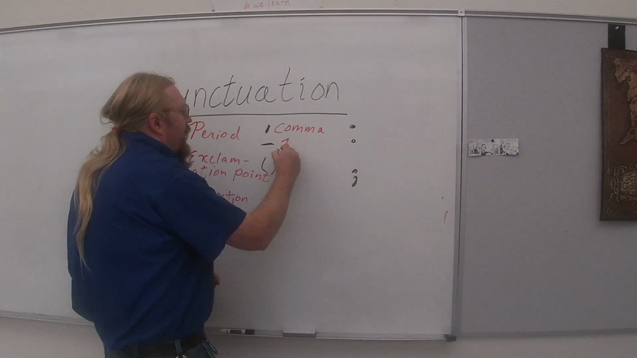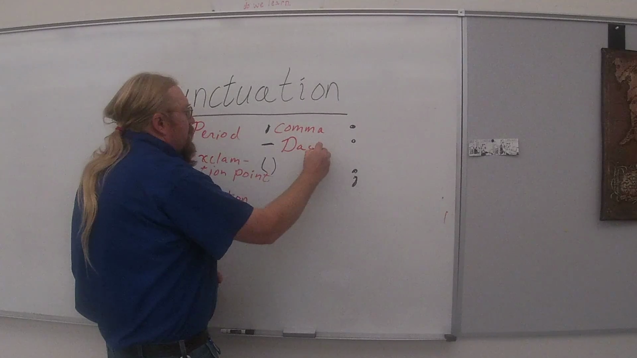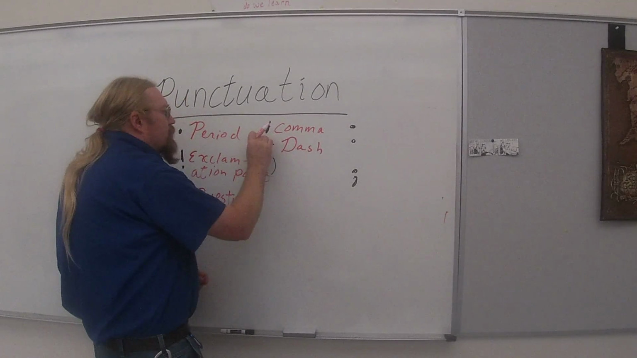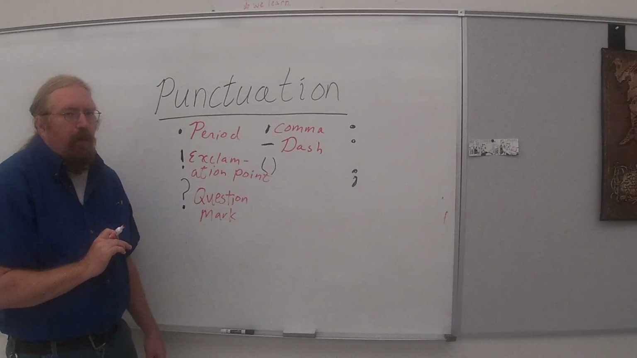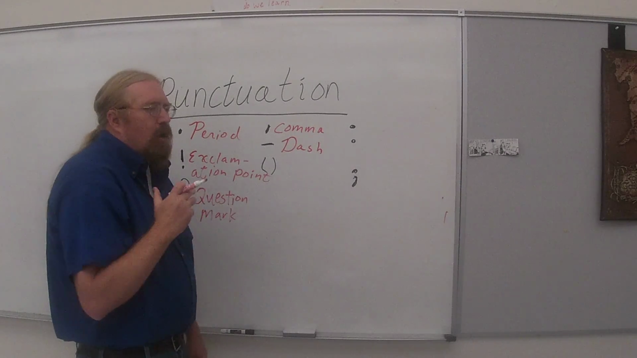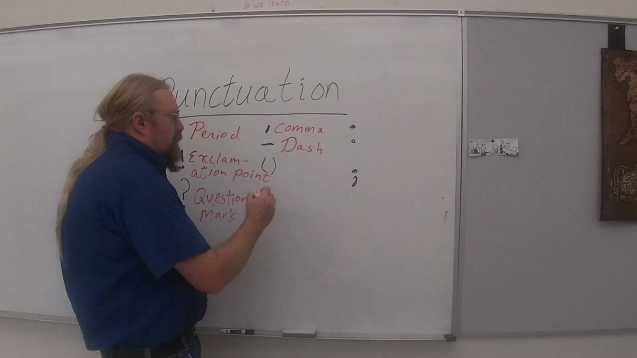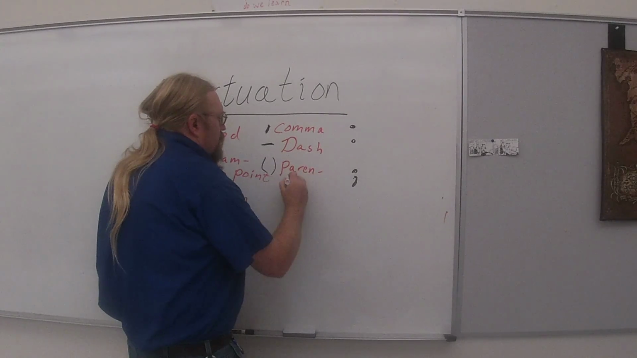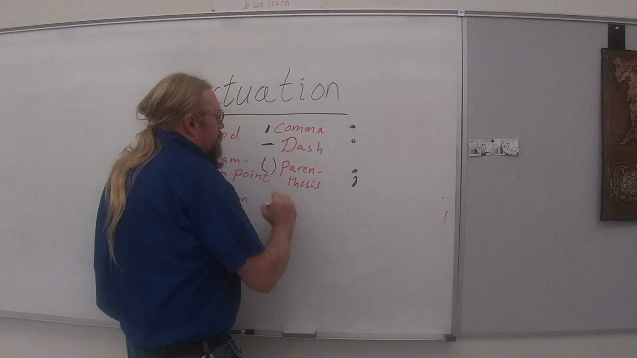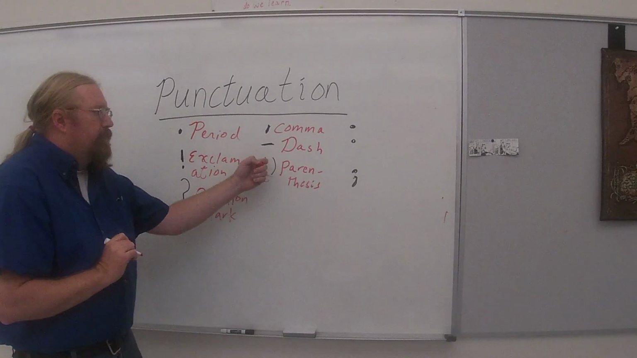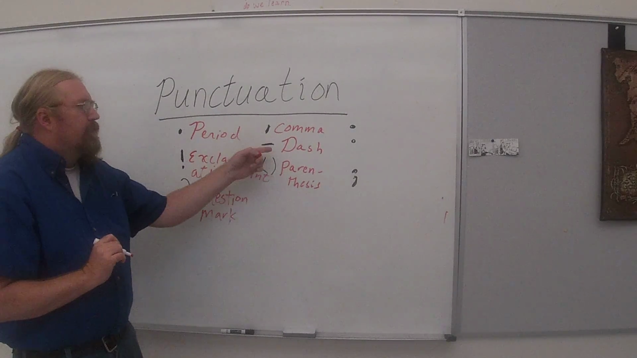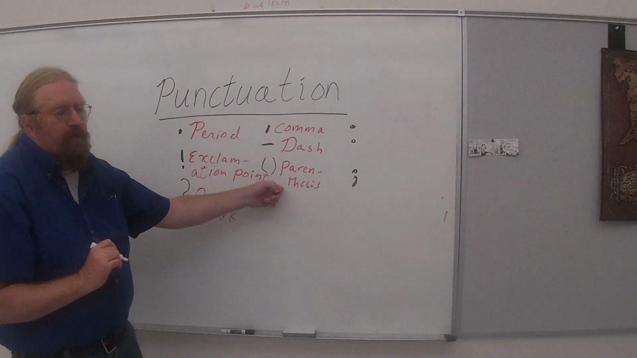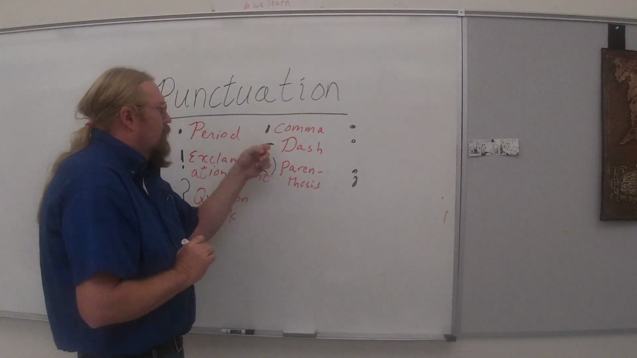The next one would be a dash. It can be used following most of the same rules as a comma, but the point of a dash is it's a much harder break in the sentence. The last one of the breaks is a parentheses, okay? Same thing.